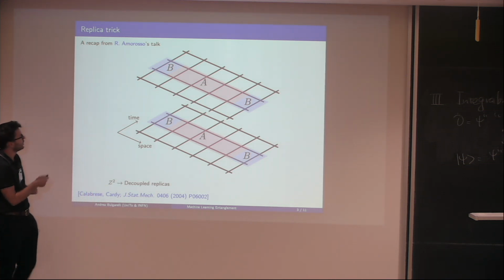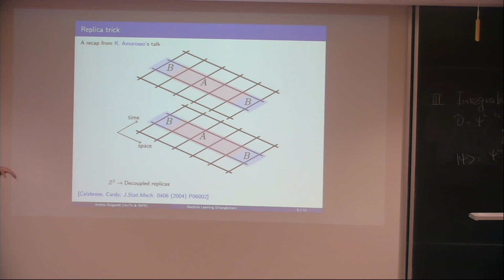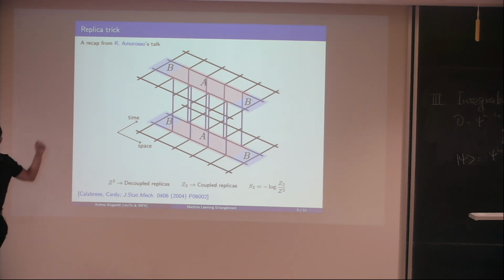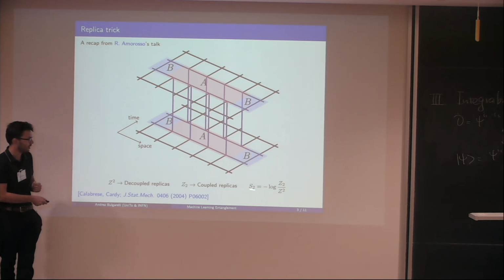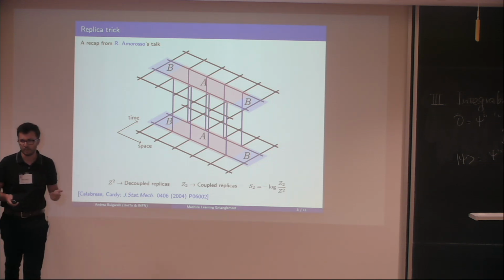So, here is a 1 plus 1 dimensional system. Feel free to add whatever number of spatial directions you want. I'll be giving examples in 2 plus 1 dimensions, but actually the discussion is exactly the same. And I identify the subsystem A and the complement B here. The replica trick consists in opening a cut in this system of 2 decoupled replicas and coupling them together through this cut, defining a new lattice system. It can be demonstrated that the second Rényi entropy, for example, boils down to the calculation of this ratio of partition functions between the system of coupled and decoupled replicas.